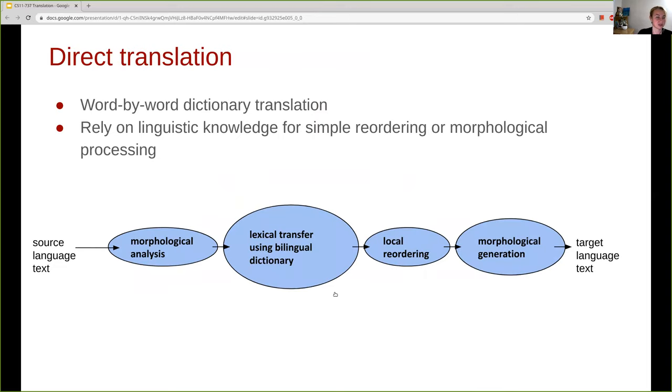So historically, machine translation in the 60s started from direct translation or rule-based translation. By and large, this process can be summarized as follows. We have a source language, and then we do some word-by-word dictionary translation, and we rely on predefined linguistic knowledge for simple reordering or morphological processing. So we would have an input sentence and we will go over it word by word. We will do morphological analysis and maybe we'll just strip prefixes and suffixes if it's a concatenative morphology. And then we will use a translation dictionary, which was constructed manually, to translate every word. And then we can do local reordering based on syntactic rules. And then apply prefixes and suffixes based on the target language morphology. And this is how we would generate a target language.